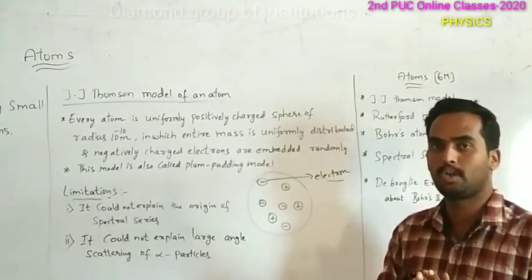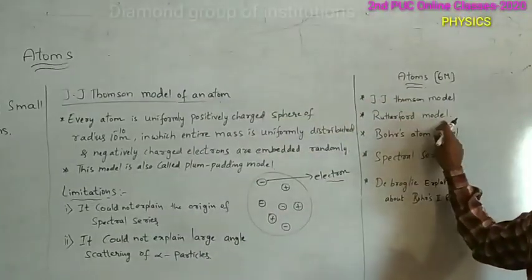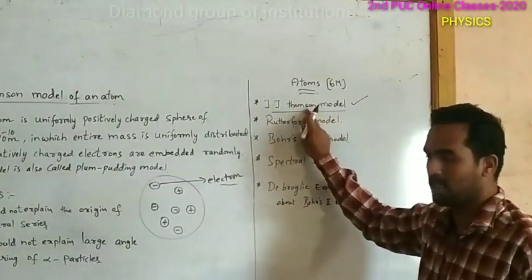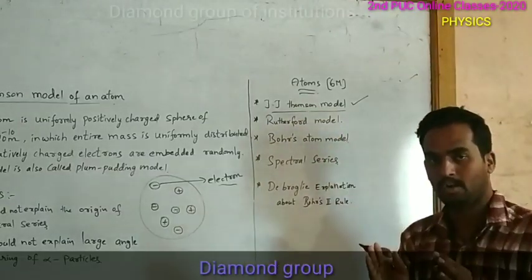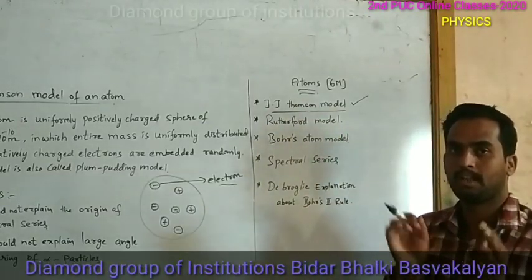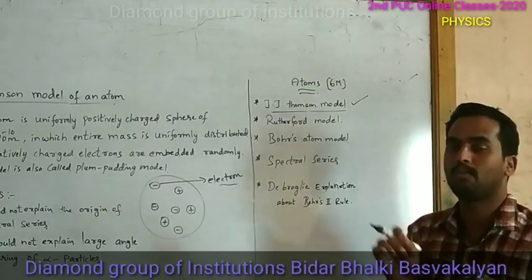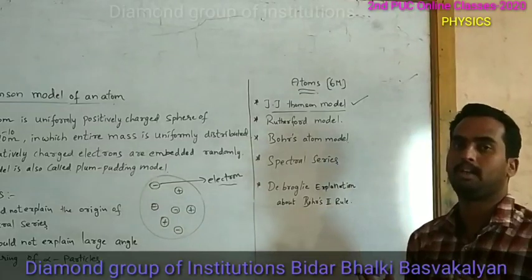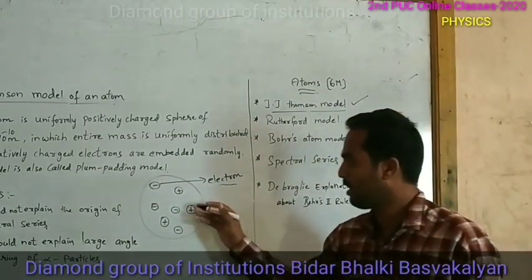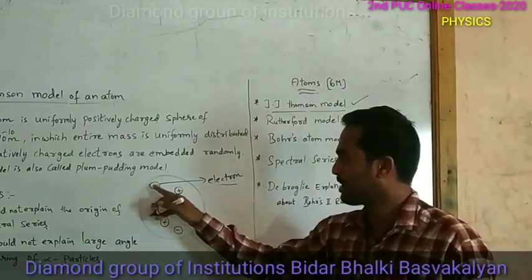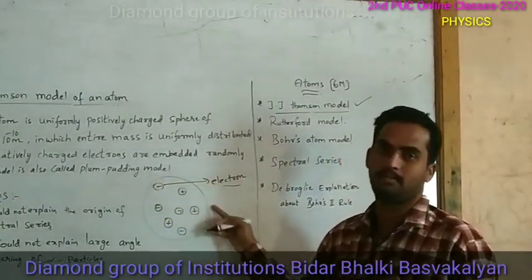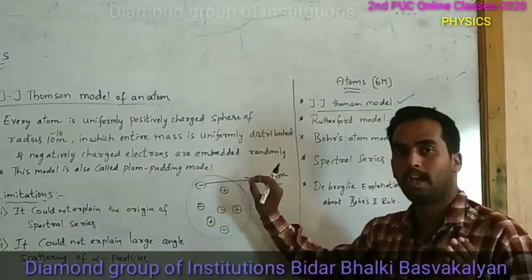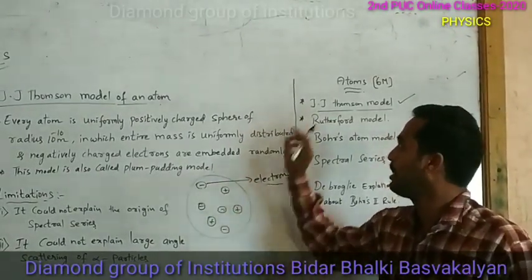So who discovered the nucleus? Rutherford model. So the first model was the J.J. Thomson model. According to J.J. Thomson, the electron has negative charge, which is like a seed in a watermelon, and the positive charge is distributed uniformly in the atom. You can see both positive and negative charges inside the atom itself. So there is no positive charge regarding the nucleus. There is no such information in the J.J. Thomson model.